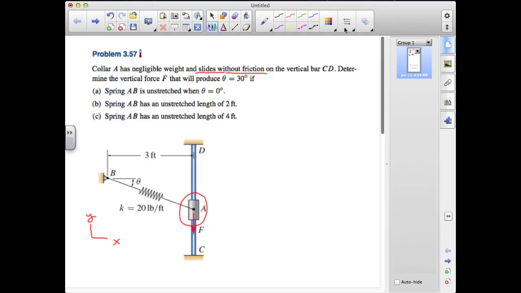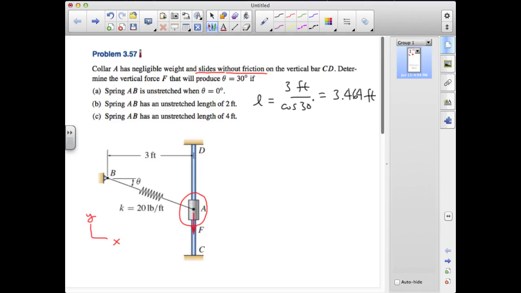One of the things for us to notice is that in each case, the stretched length of the spring will be the same. That will be L equals 3 feet over cosine 30. And that number turns out to be equal to 3.464 feet. That's important because depending on the condition A, B, or C, the spring may be in tension or it may be in compression.